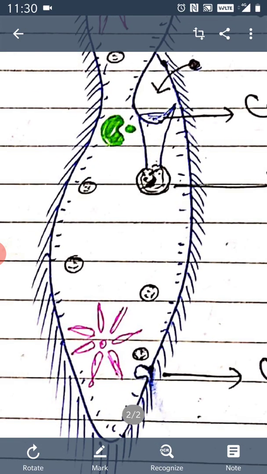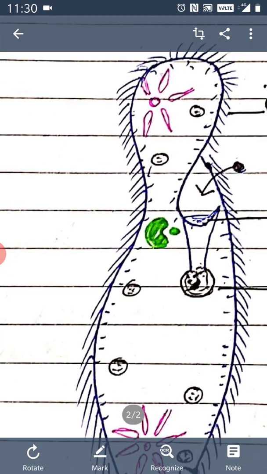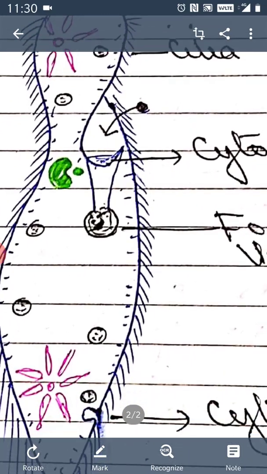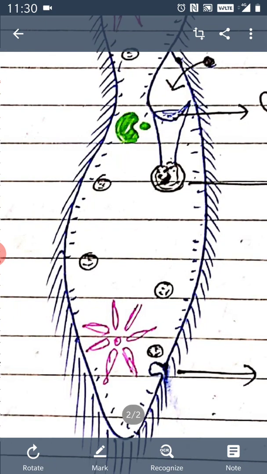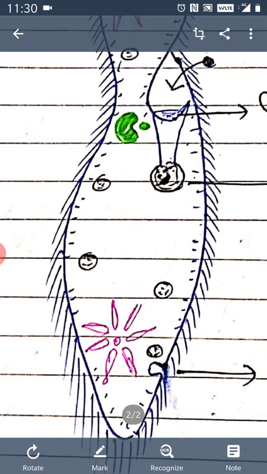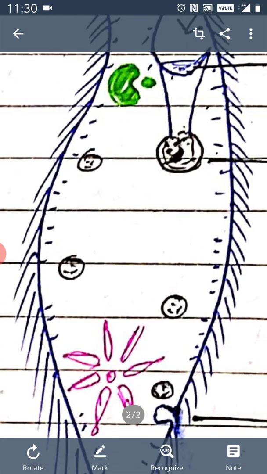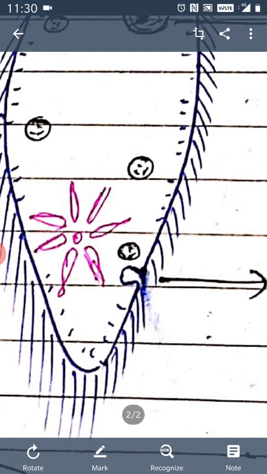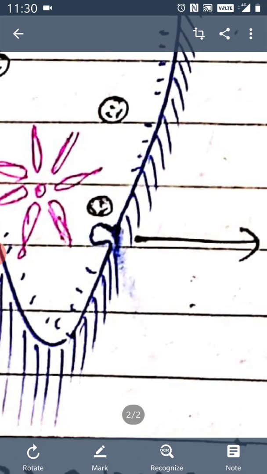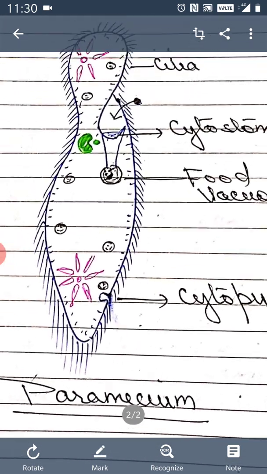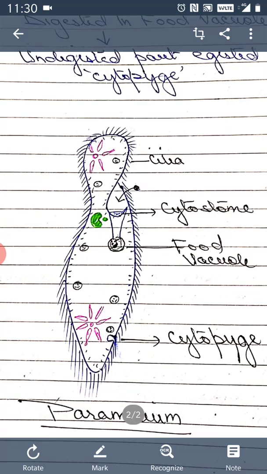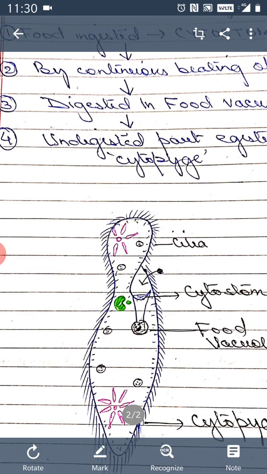Then this food vacuole is going to move around the whole cytoplasm of the paramecium. Digestion and absorption will take place inside the food vacuole, and lastly, whatever undigested food material is there is going to come near the cytopyge. It will fuse with the cytopyge and the waste material will be eliminated from the cytopyge. So this is how nutrition in paramecium takes place.